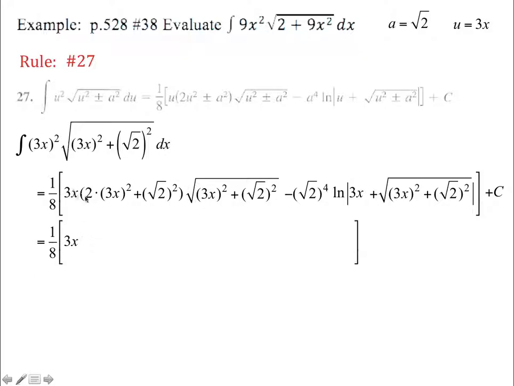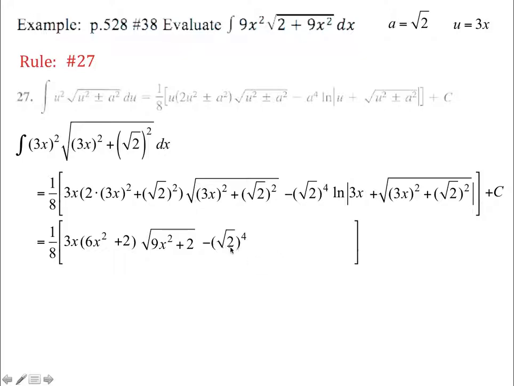Inside this set of brackets, the 3x is still up front. This set of brackets is 6x squared plus 2. And then inside this radical, I'm going to put that back as 9x squared plus 2. And then I'm going to simplify the root 2 to the 4th power.